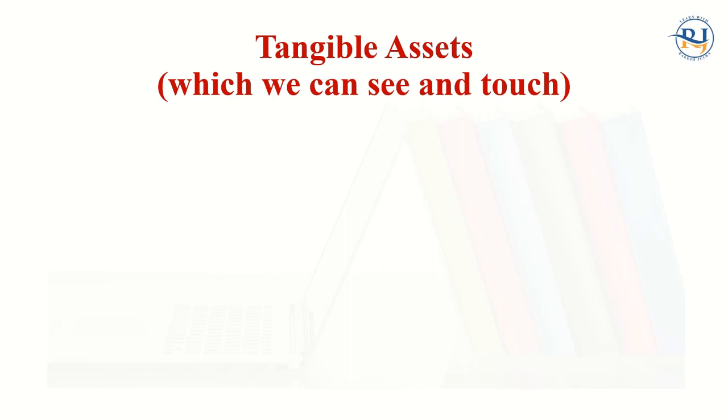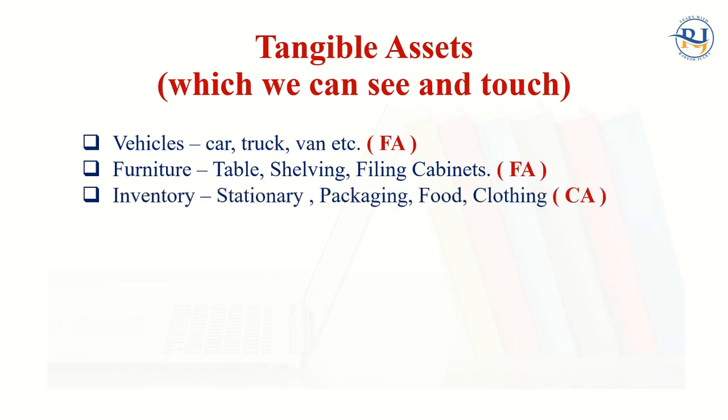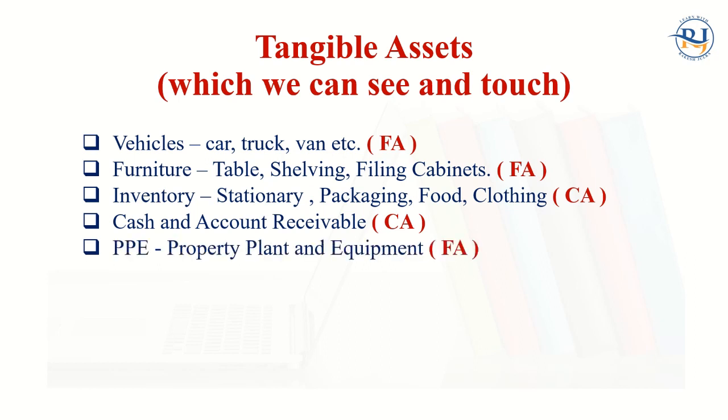Those assets we can see and touch are known as tangible assets. Just like a vehicle, we have a car, truck or van. Furniture, table, shelving, filing cabinets. Inventory, stationery, packaging, food and clothing. Cash and account receivable, these are the current assets. Property, plant and equipment, these are the fixed assets.